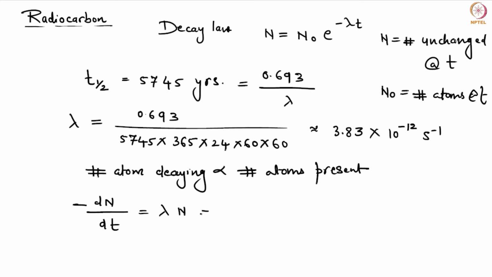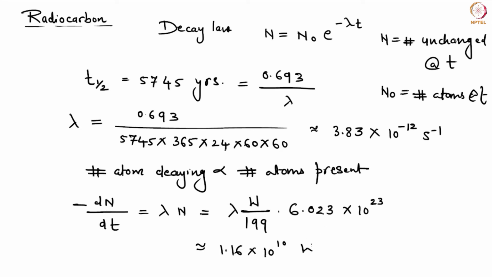And now the lambda N can be expressed in terms of weight and molecular weight. So let's say weight is W, so we need to calculate this, and that will be divided by the molecular weight of barium carbonate. And if we need to find the number of atoms, we need one more thing, which is the Avogadro's constant, 6.023 into 10 power 23, to find the total number of atoms. Okay, this gives me a value 1.16 into 10 power 10, now multiplied by W, because we don't really know the value of W.